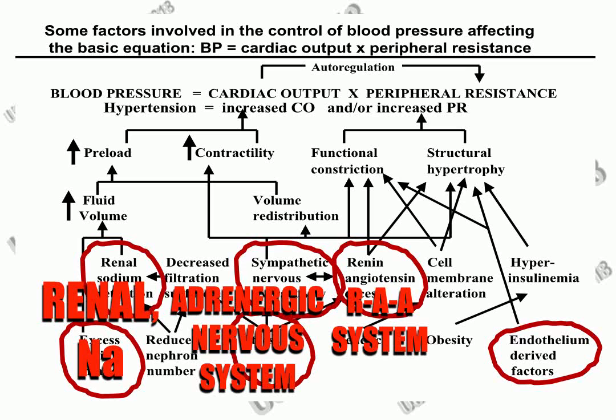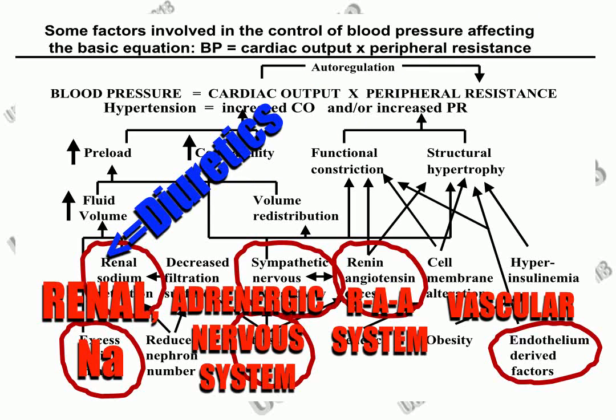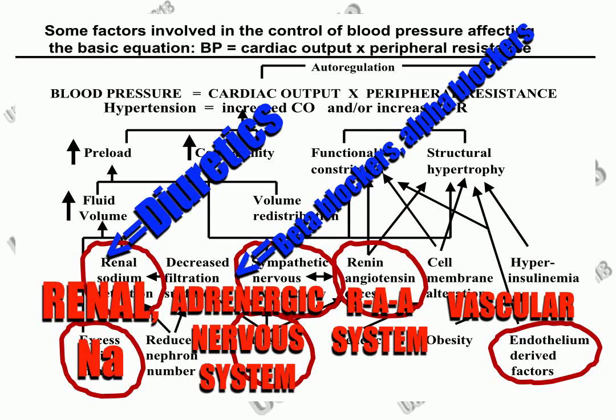Of course, your renin-angiotensin aldosterone system. And finally, your vascular mechanism. And out of these 4 mechanisms, it would be very easy to remember the different drugs that can target hypertension. Diuretics will target the renal aspect or sodium excess. Your beta blockers or alpha blockers will come in to take care of your adrenergic nervous system.